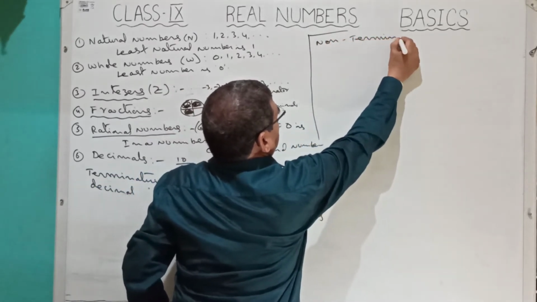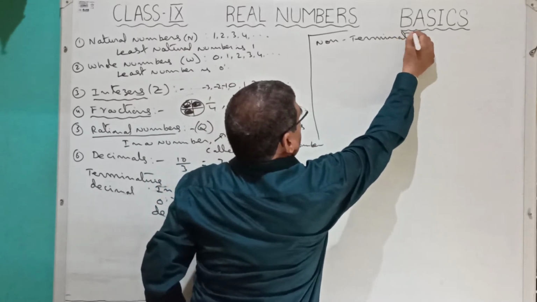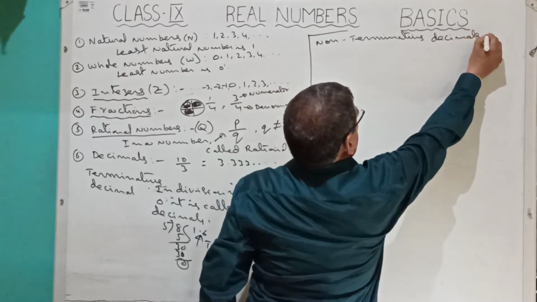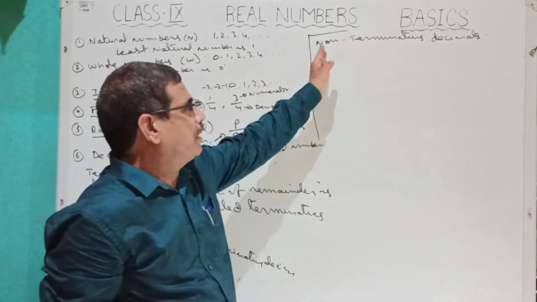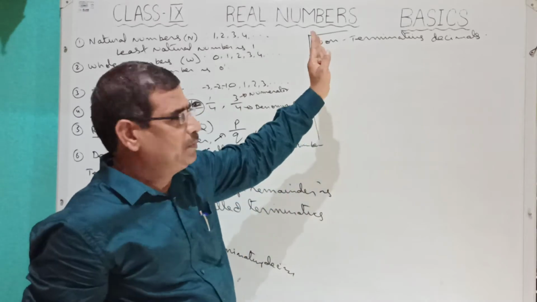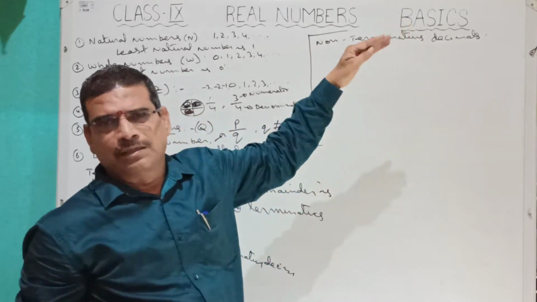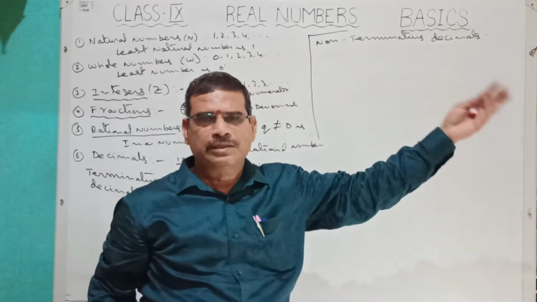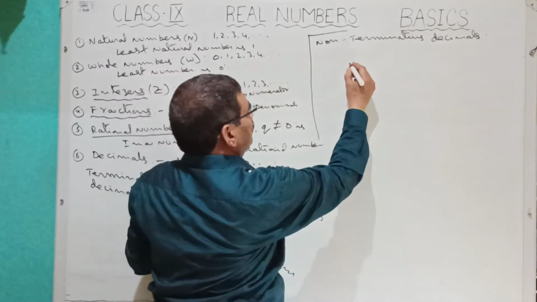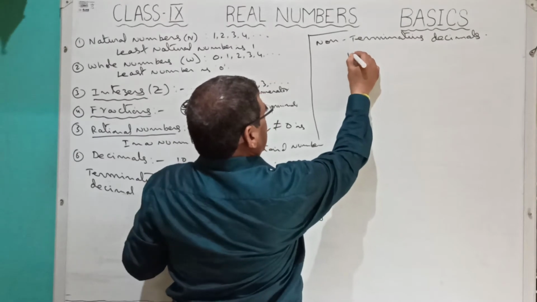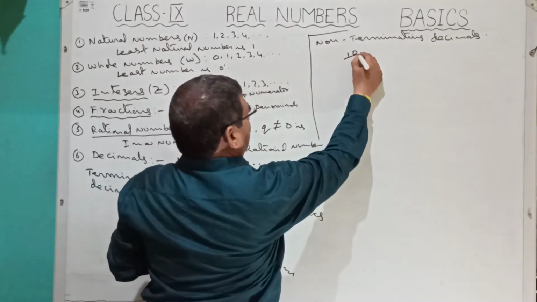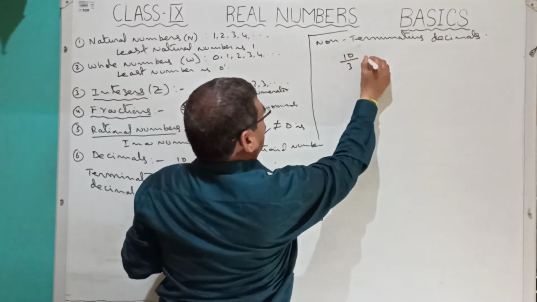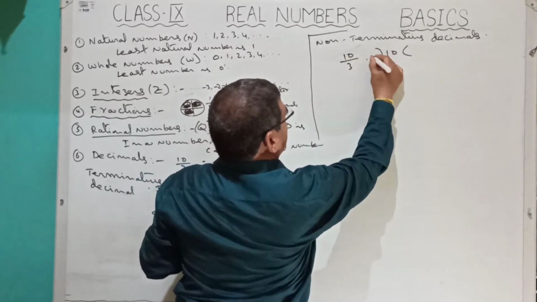Non-terminating decimals. Non-terminating decimal means that in the answer after the decimal point, we can't write the ending number. For example, just the same example, 10 by 3. So 10 divided by 3.